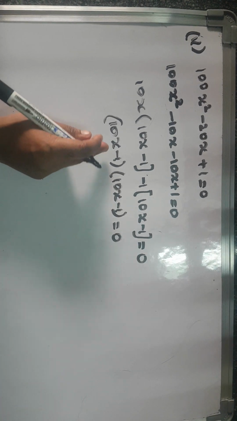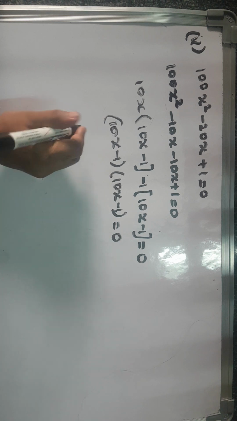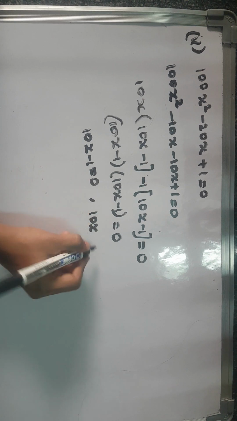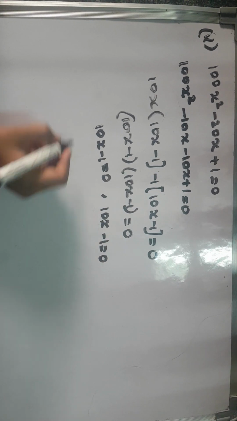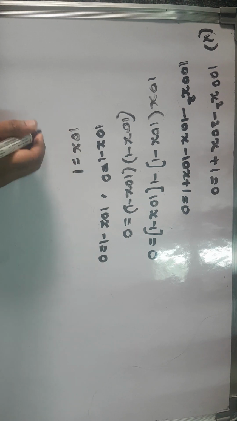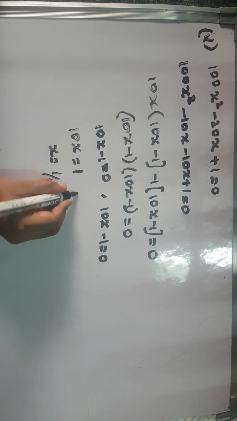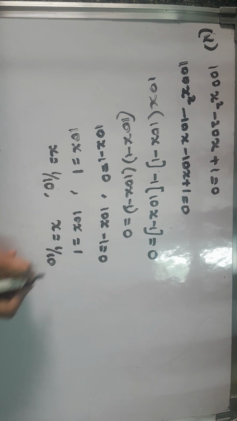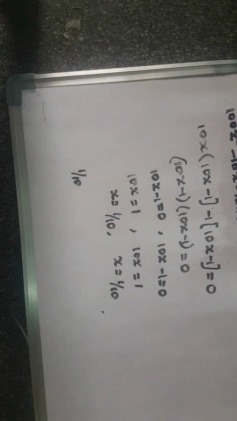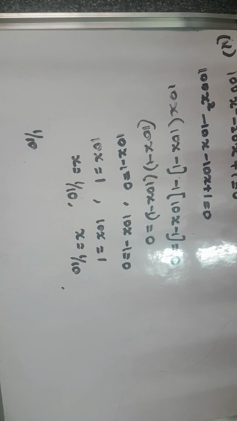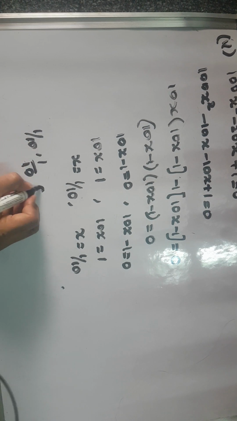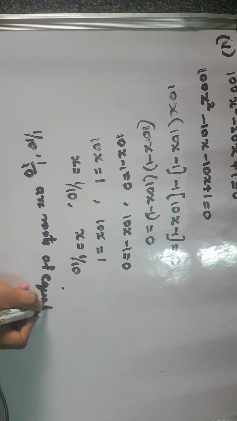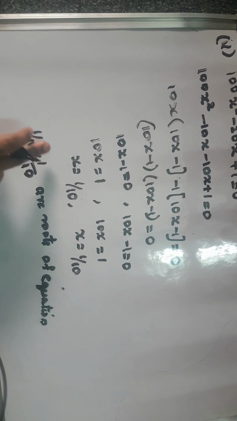This is a linear equation. I am separately equating each factor to 0, so 10x minus 1 equals 0 and 10x minus 1 equals 0. Now 10x equals 1, x equals 1 by 10. Here also 10x equals 1, x equals 1 by 10. So the roots are 1 by 10 and 1 by 10, the roots of this given equation.